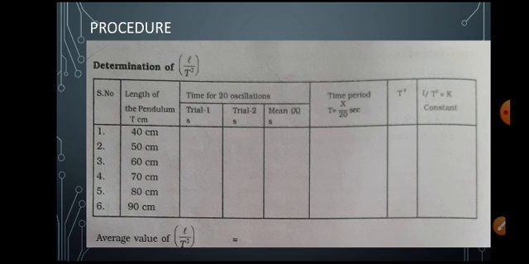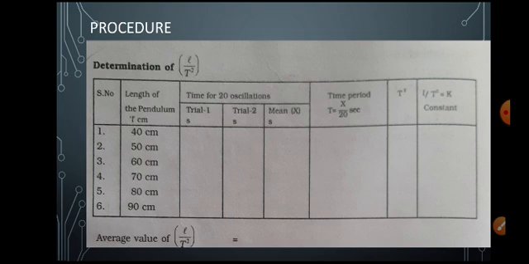Now you have to count for the 20 oscillations. Fix the length of the bob, the length of the pendulum, and take a reference point. Then switch on the clock, start the clock, then count the 20 oscillations. When the 20 oscillations are completed, stop the clock and note down the time taken for the 20 oscillations.